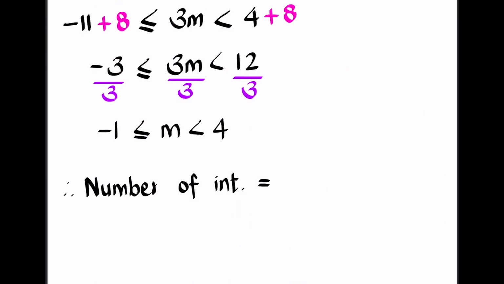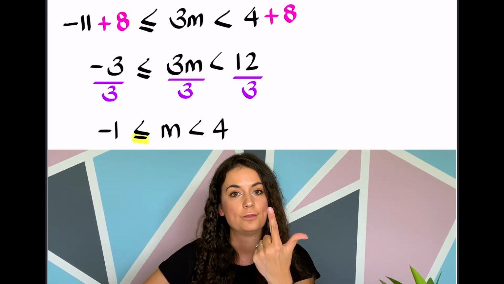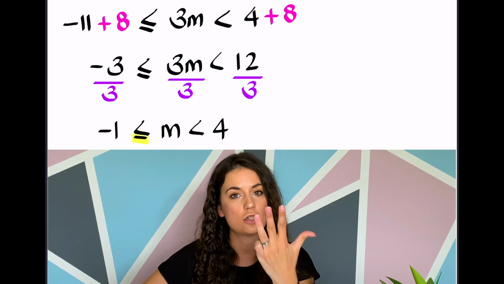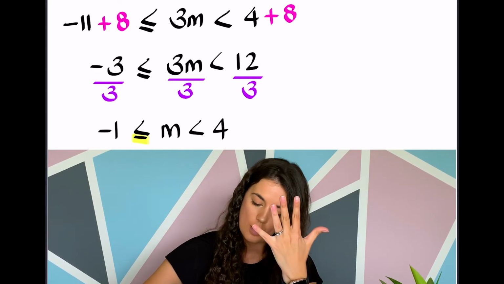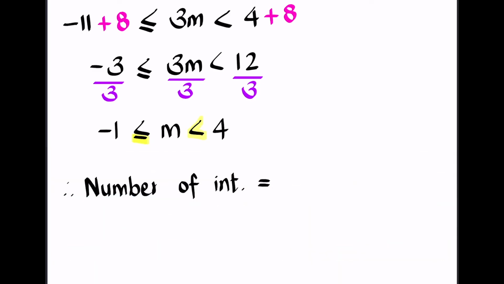All right, so we know that m can be equal to -1. So -1 is my first integer that satisfies this. What's the next integer after -1 but before 4? 0. Then 1, then 2, then 3. But it can't be 4 because 4 is not included, which means that there are 5 integers that satisfy this inequality.